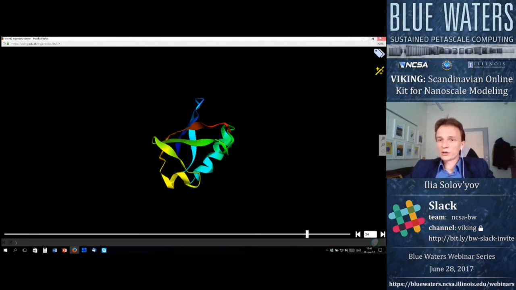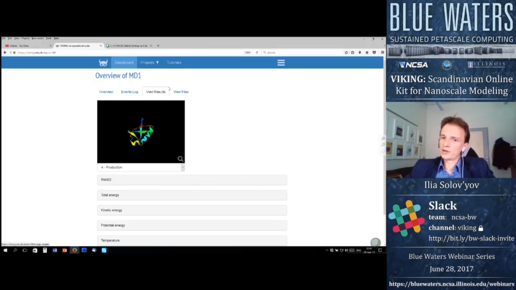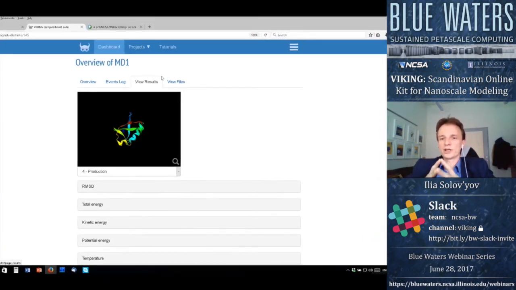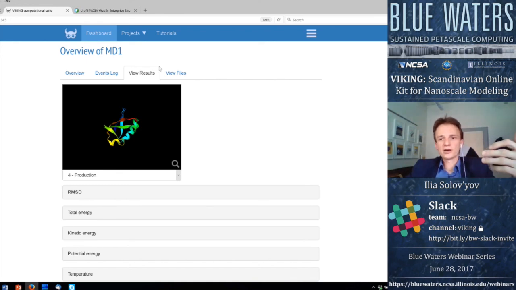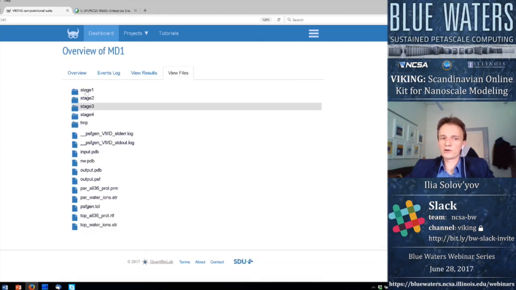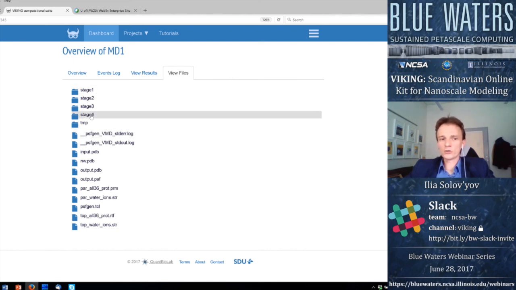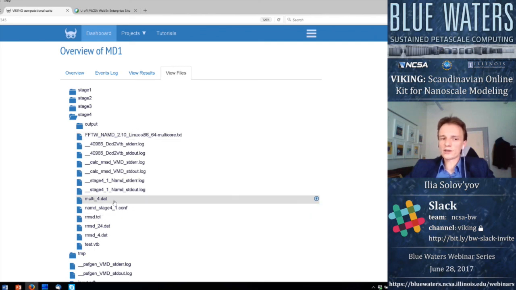But I would also like to mention that some more advanced users would really appreciate the possibility to have access to the output files that the different programs that Viking uses have produced. You can do that by going to this view files tab, and you have the file structure of all the simulations that were performed. Basically, you see here stage 1, stage 2, stage 3 and stage 4. If you click on the folder, you can download all the output files. And if you consider yourself an advanced user, then you probably also know what these files mean and how you can operate with them.